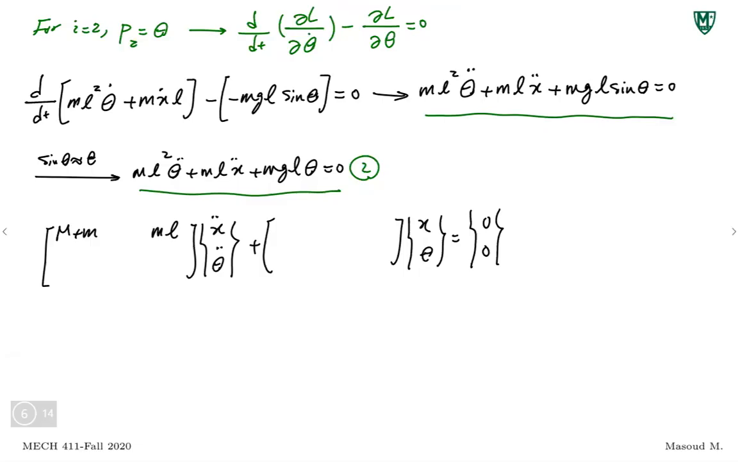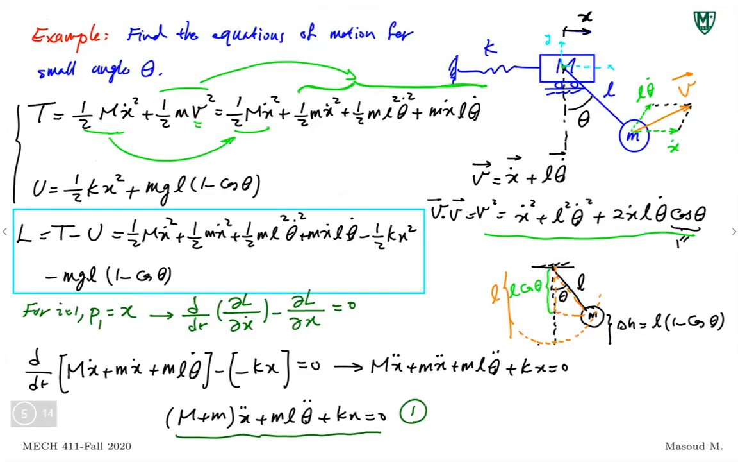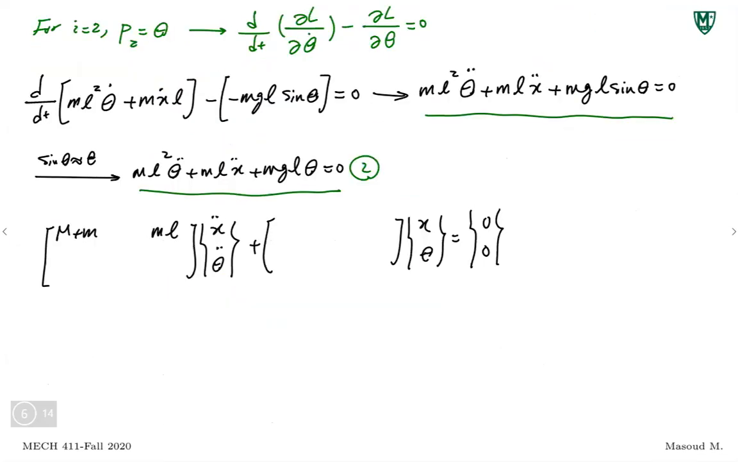For the second matrix, the stiffness matrix, looking at the first equation, I only have kx. So the only term here is k. This is 0, no theta there. Now you start seeing that coupling is happening because of the mass matrix. Second equation, I have it right there. X double dot is ml. Theta double dot is ml squared. X, well, nothing for x. And I have mgl there.